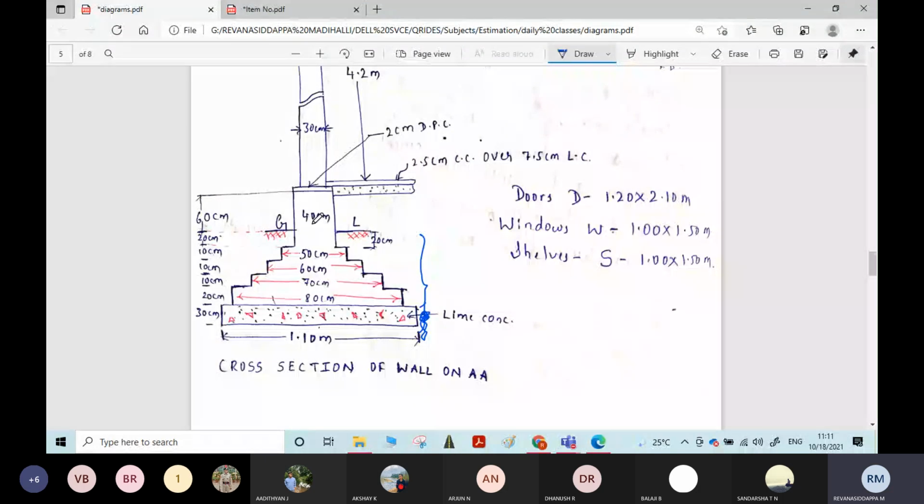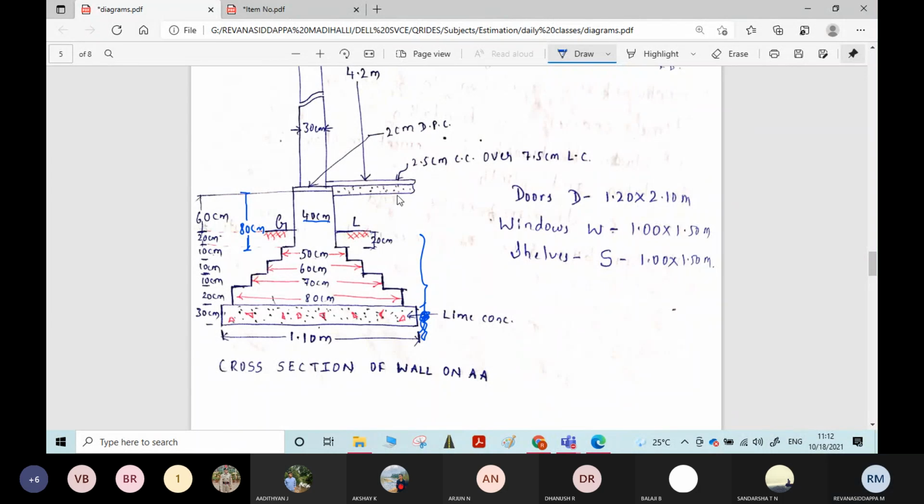Okay. So plinth wall dimensions, you just observe what the plinth wall dimensions are. The width of the plinth wall is 40 centimeter, and the total height of the plinth wall: below the ground level it is 20 centimeter, and above the ground level 60 centimeter. The total height of the plinth wall will be how much? It is 80 centimeter. Okay. Total height of the plinth wall is 80 centimeter.